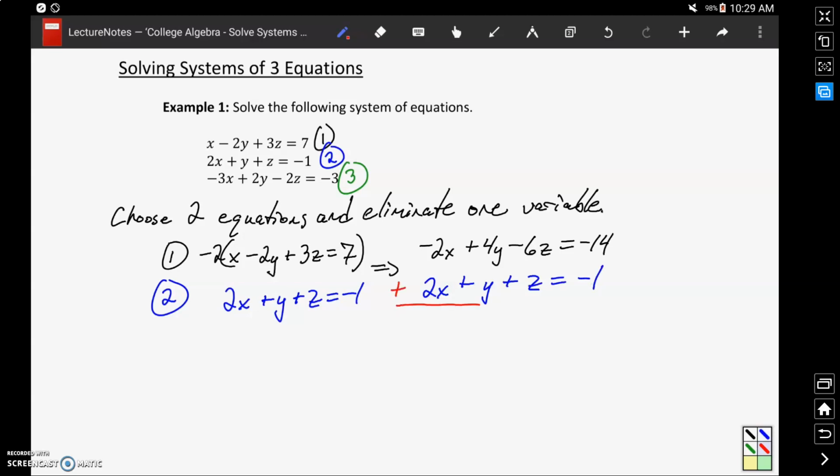And now we can add those two equations together, and we'll see that our x variables cancel out, leaving us with 5y minus 5z is equal to -15.